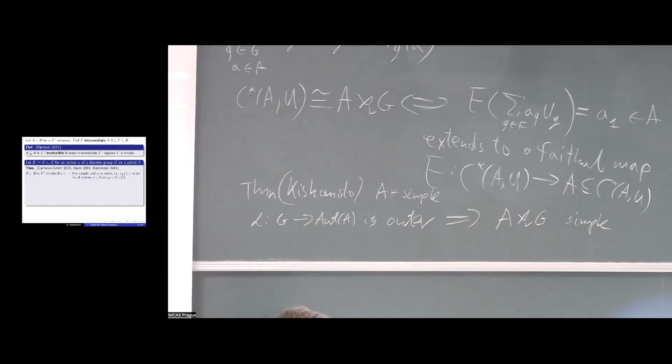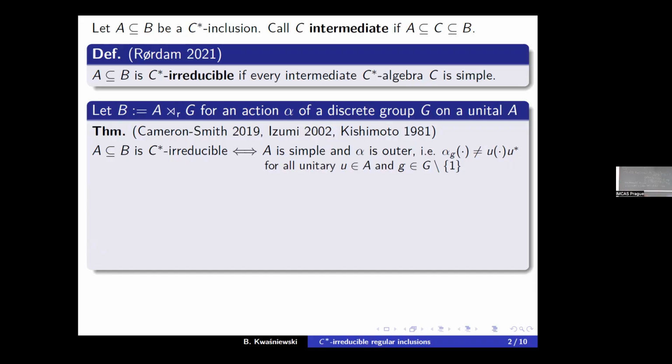And outer, what does it mean? Outer means that all these elements from the group that correspond to the non-trivial elements are not given by unitaries from A. So they are not given by elements from A. So this is the weakest possible notion of non-triviality.